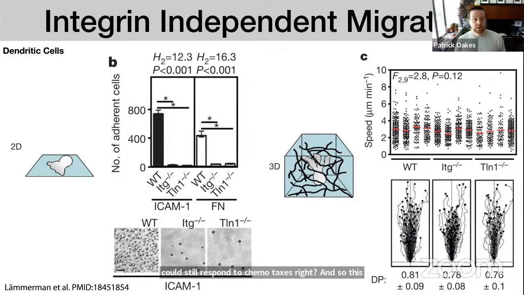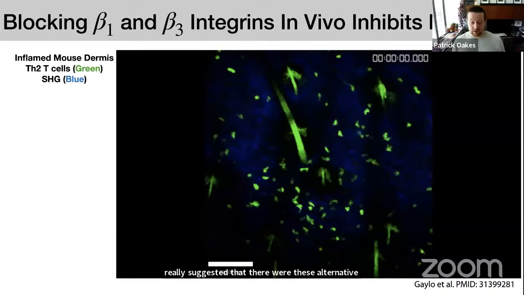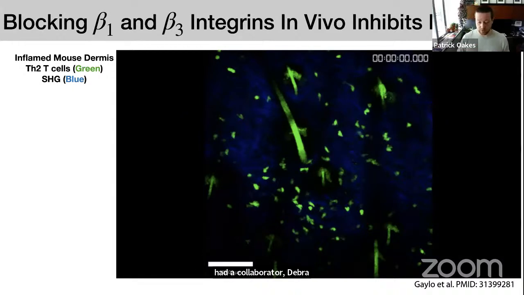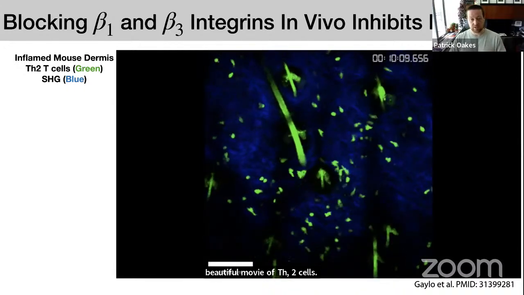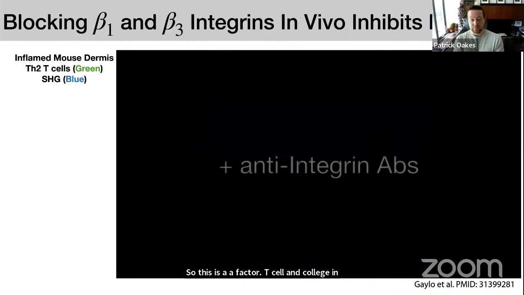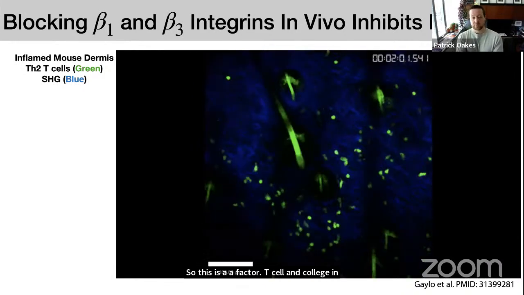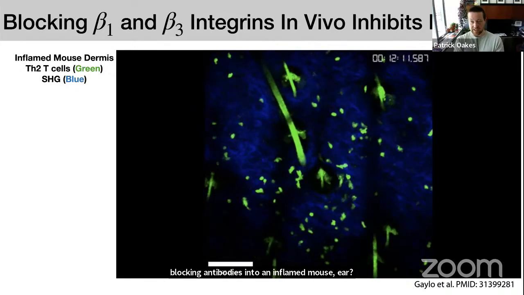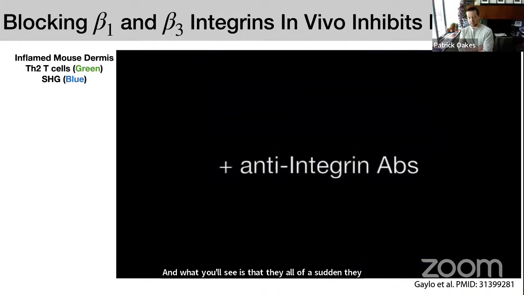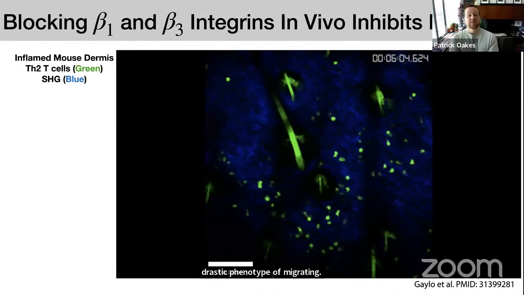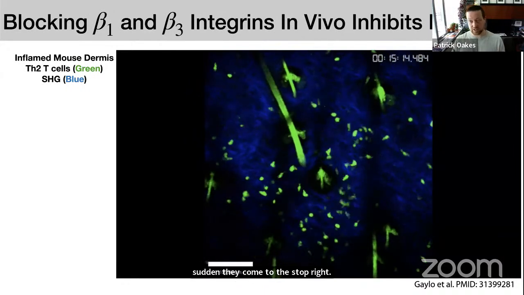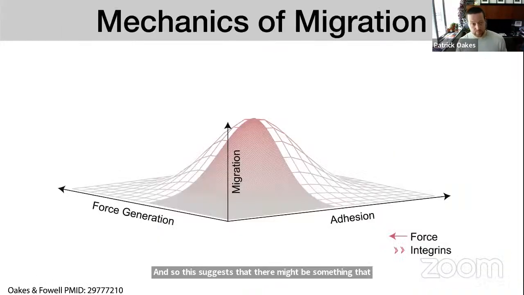And then interestingly, a couple of years ago, we had a collaborator, Deborah Fowell, who was at Rochester at the time and is currently at Cornell, who showed us this beautiful movie of Th2 cells. So this is an effector T cell, and collagen harmonics in blue. What she did was inject integrin blocking antibodies into an inflamed mouse ear. And what you'll see is that all of a sudden, they just stop, right? They're very happy, they're moving around. You add in the integrin blocking antibodies, and then all of a sudden they come to a stop, right? And so this suggests that there might be something they're actually doing with these integrins that is allowing them to migrate in these kinds of environments.